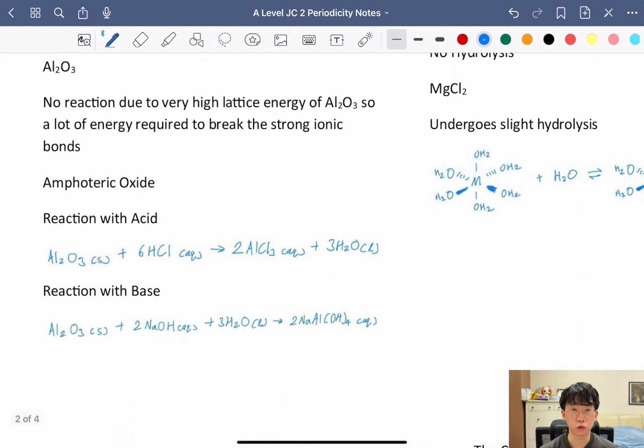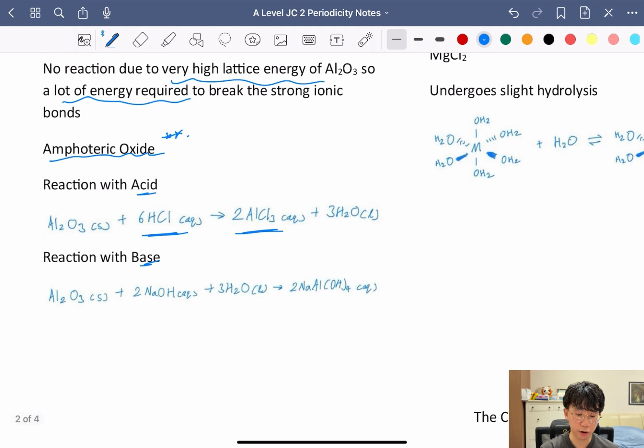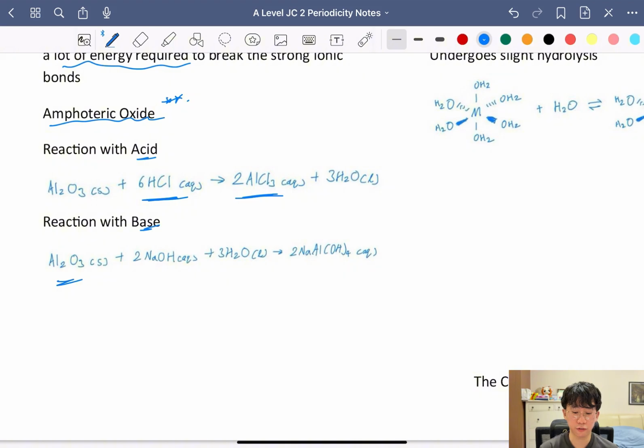Now, your Al2O3, however, has no reaction. Again, this is because of even higher lattice energy of your Al2O3, so it requires more energy to break the ionic bonds. So therefore, it doesn't dissolve, but it can react directly with acids or bases because it's an amphoteric oxide, so just take note of that. So your Al2O3 can react with HCl over here, for example, to give AlCl3, or it can react with a base, so this will give the complex ion.